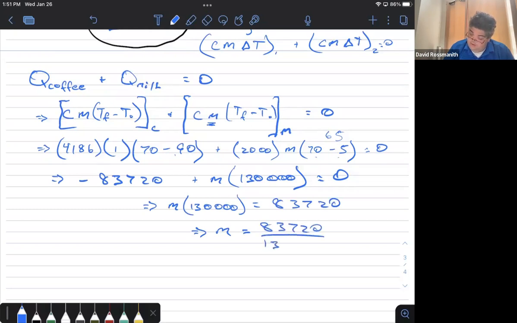Divide over the 130,000. 83,720 over 130,000. Plug this in my calculator. Let's see, 83,720 over 130,000. And I get 0.644 kilograms. So how much milk should I add? About half a kilogram, 0.6 kilograms of milk. If I add just that amount of milk, and I stir everything around and let it sit and get to equilibrium, then everything will be at 70 degrees. I'll be able to drink my coffee without burning my tongue or whatever the case may be.